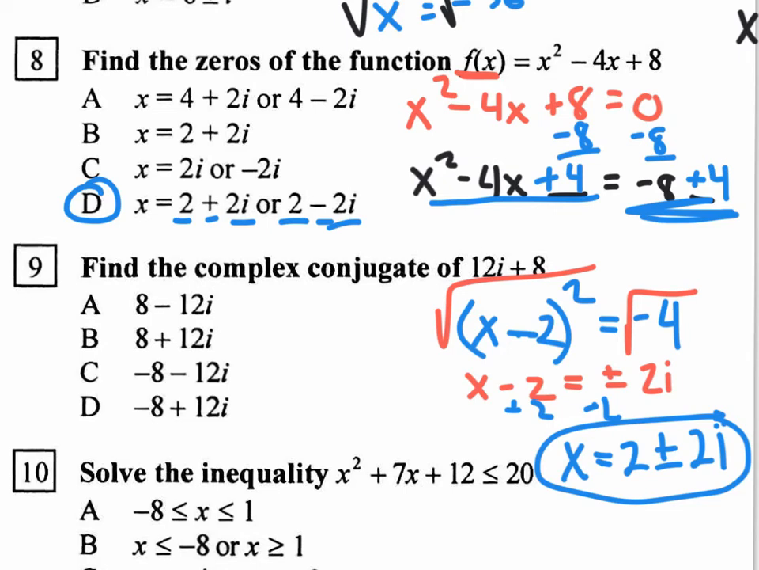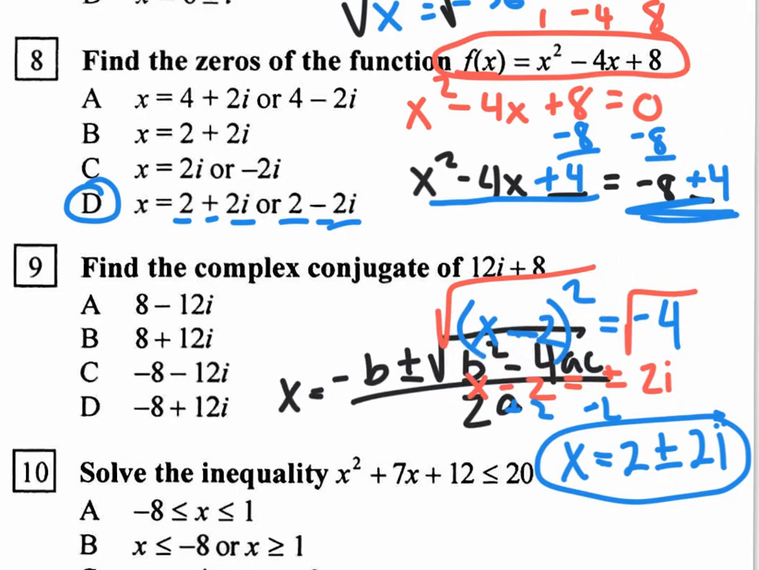Now, of course, if you do not like completing the square, you could go back and do this whole thing with the quadratic formula, right? You could go back to the original, say that your a value is 1, your b value is negative 4, your c value is 8, and plug it all into the quadratic formula, which is right here.